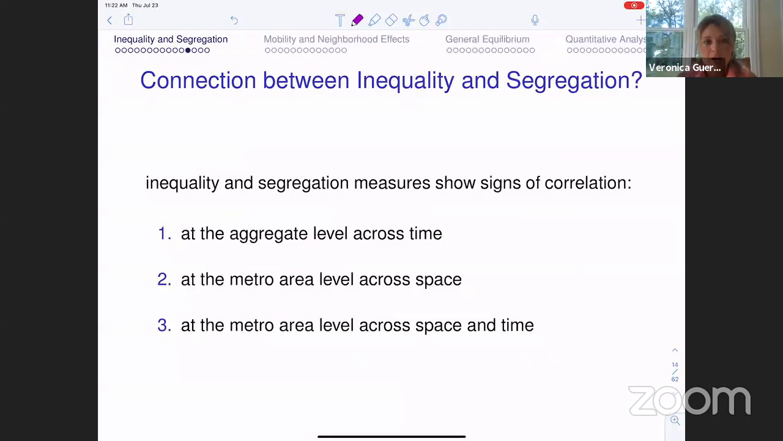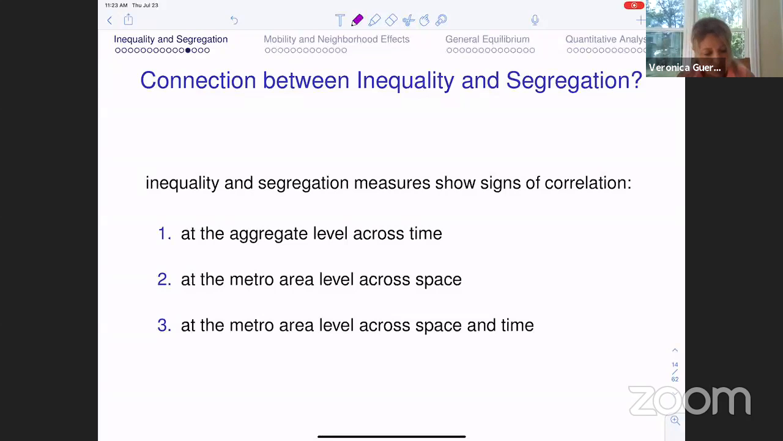Now, how about the connection between inequality and segregation? Is there a connection? They've both been increasing over time in the US, so this may make you think, well, maybe there is a connection. So let's go a little deeper and try to see if there is a correlation between segregation and inequality also across space, to convince us that there is something to think of in terms of a mechanism that links the two.